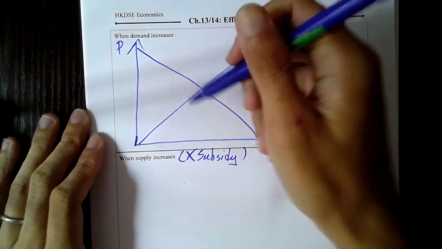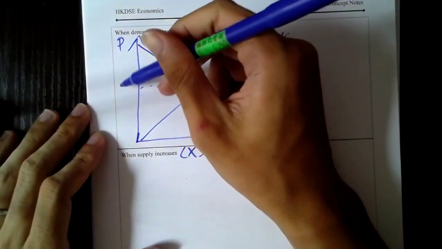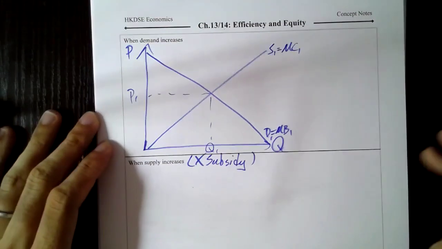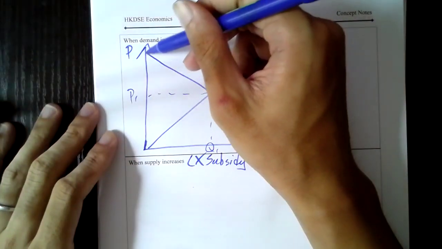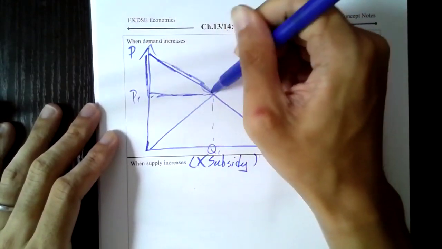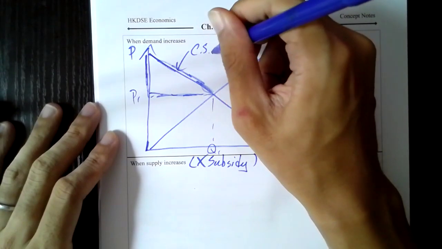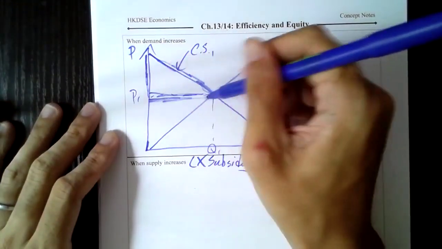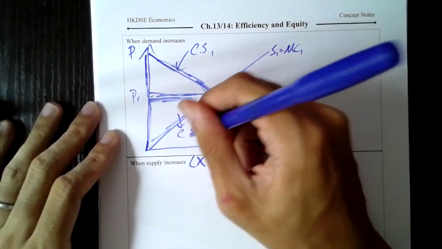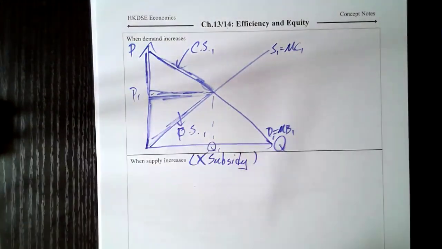Now let's see. Originally, this is our P1, this is our Q1. Well, I think by now you should know very clearly this triangle, the one above, will be our consumer surplus 1, and the one below will be our producer surplus 1. Okay, by now you should know.